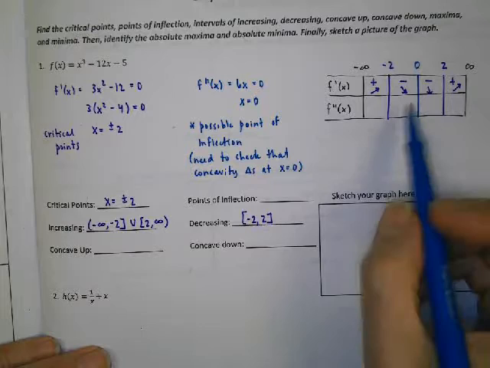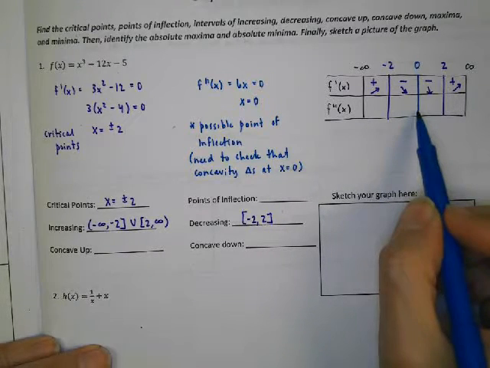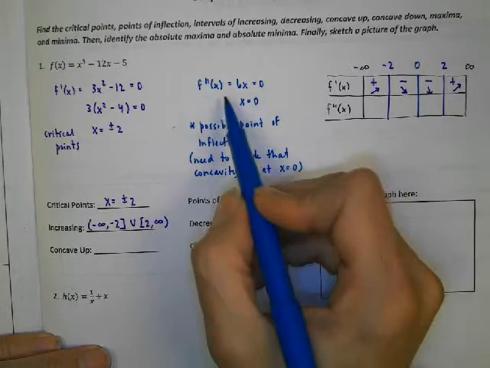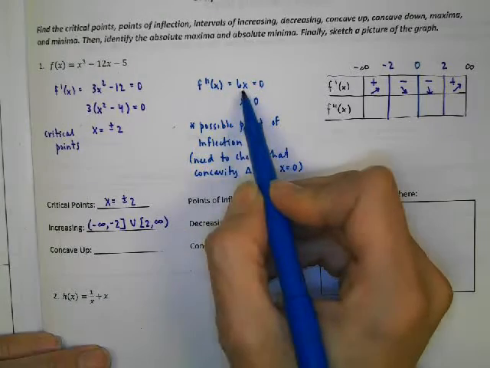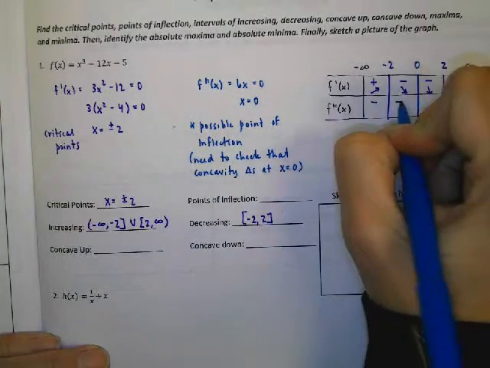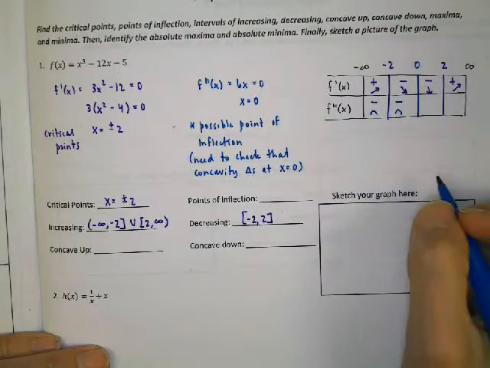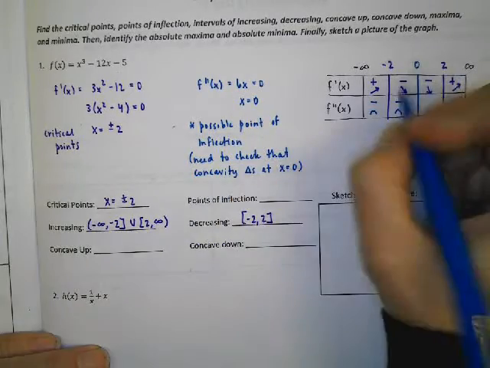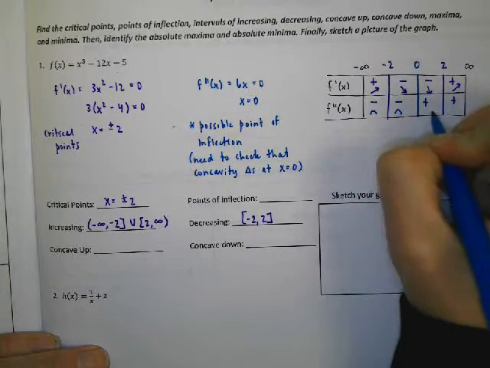Now, if I look at concavity, I know that could potentially change here where x is 0. So I'm going to plug in something less than 0 into my second derivative, and that's going to be negative. So I'm going to be concave down here. If I plug in something greater than 0 into that second derivative, I'm going to be positive and concave up.